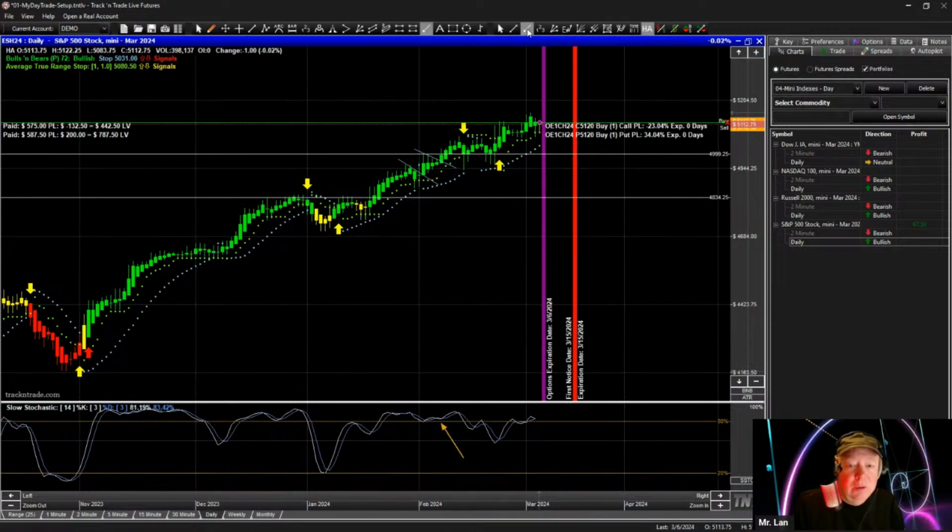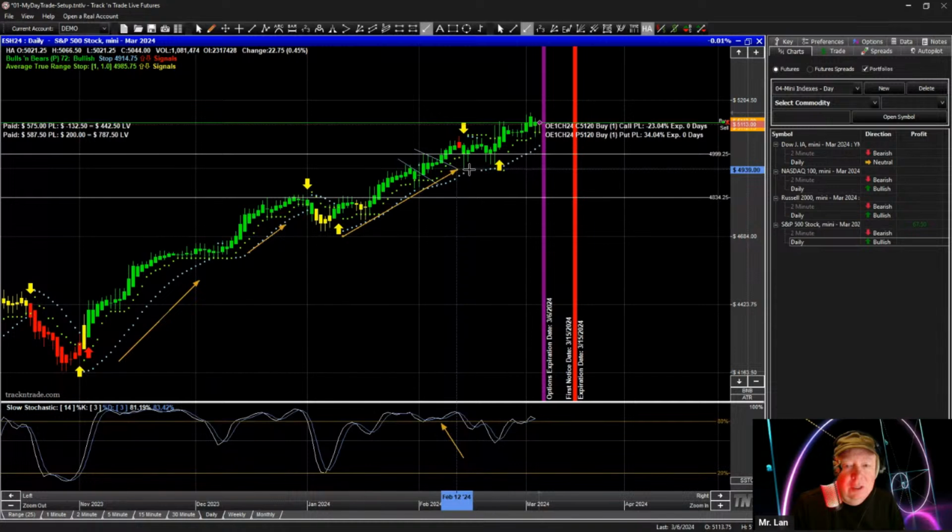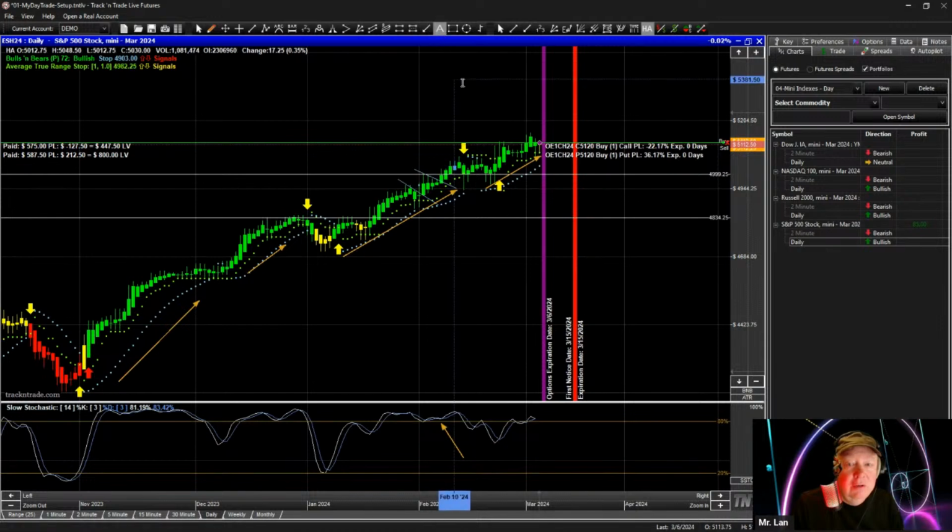Look at these drives, boy. Drive 1, drive 2, drive 3, drive 4. So we're in that 4th drive. Yeah, 4th drive. So that's a D drive right there. Very rare. Very rare.